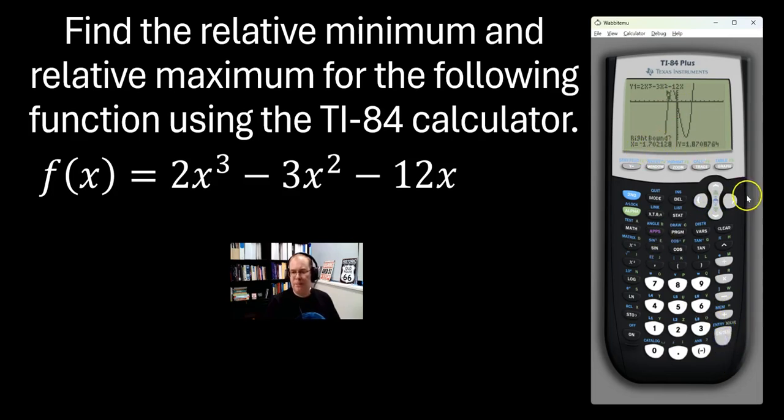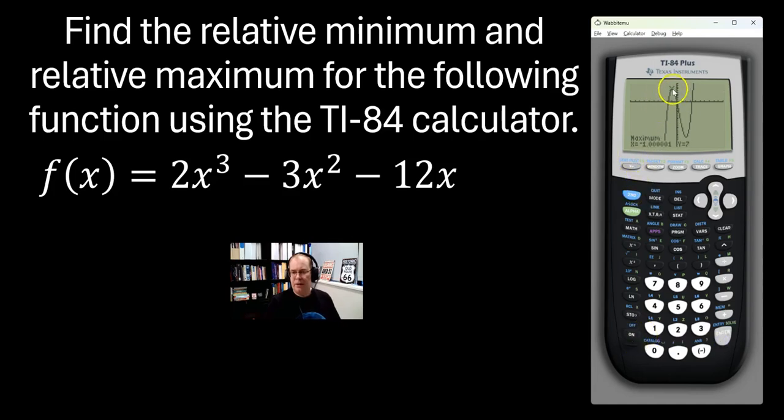And then it's going to say right bound. You pick something to the right of the relative maximum. Okay, so we can enter this point. And then it's going to ask for a guess. So you don't need to move this cursor, okay? You don't need to move this point. Just hit enter. You can use that boundary point as a guess.